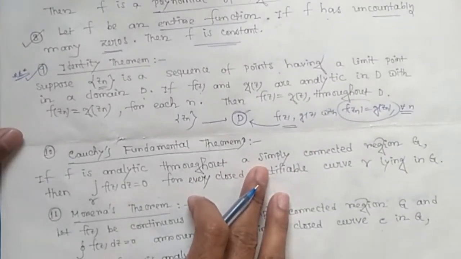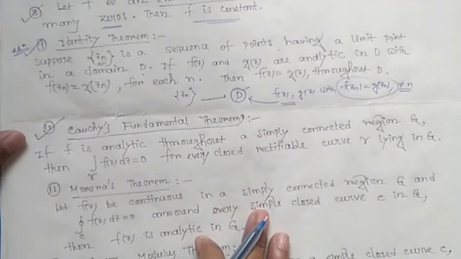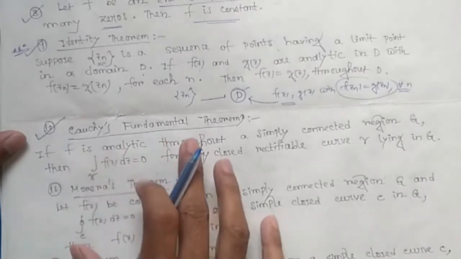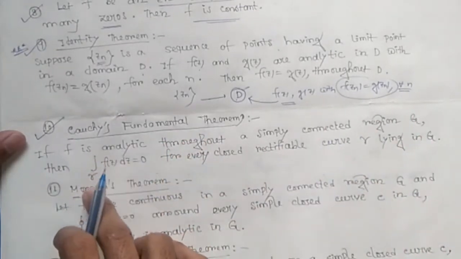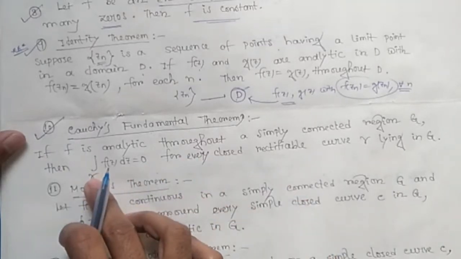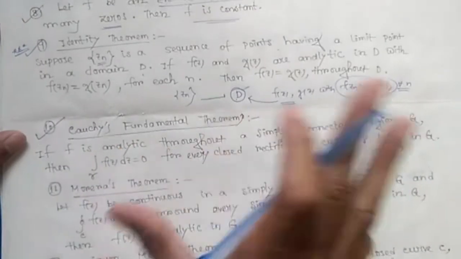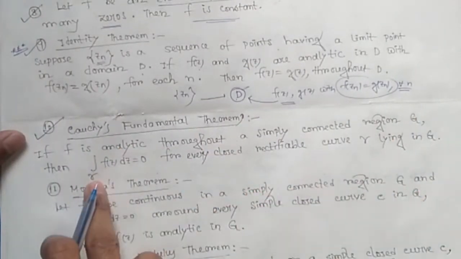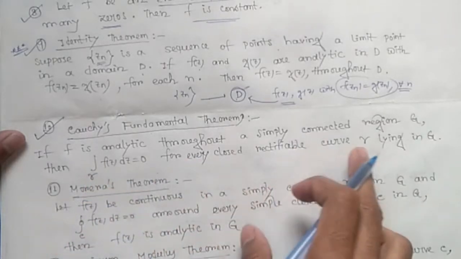Now number 10, Cauchy's fundamental theorem. Simple. If f is analytic throughout a simply connected region G, then the integral over gamma of f(z) dz is 0 for every closed rectifiable curve gamma lying in G.